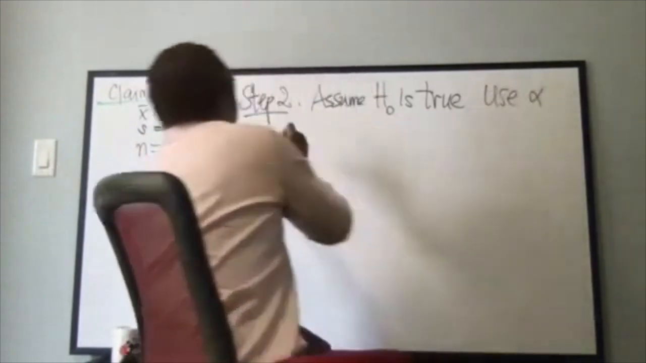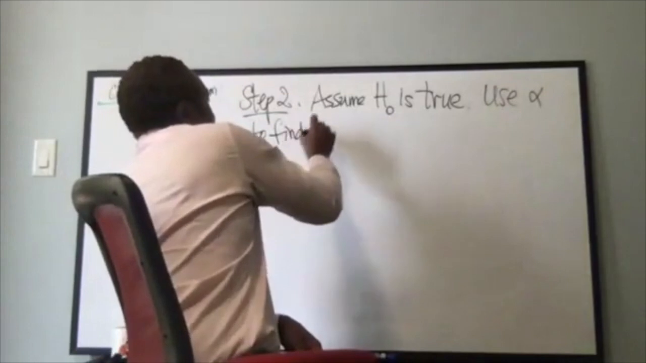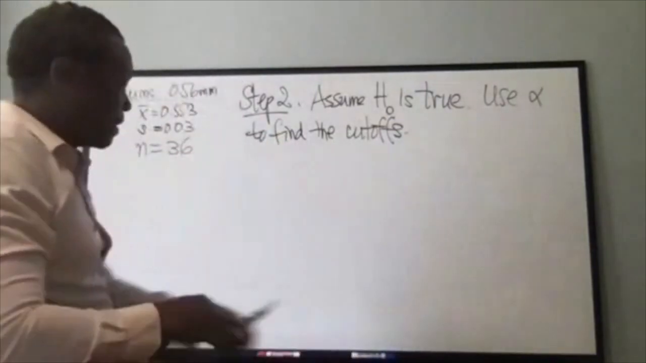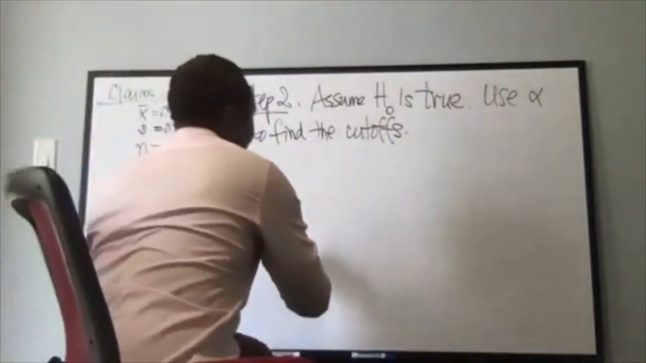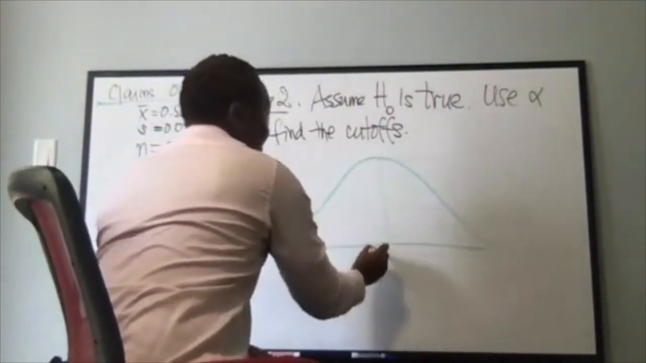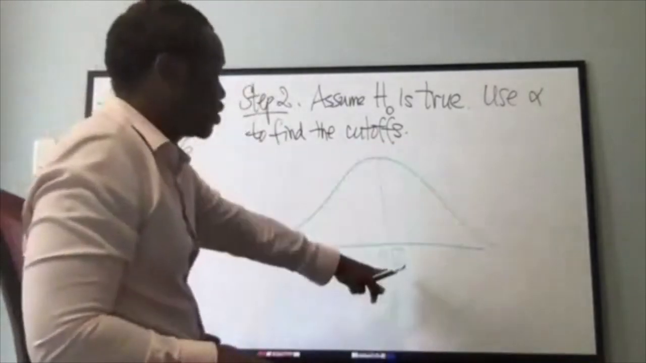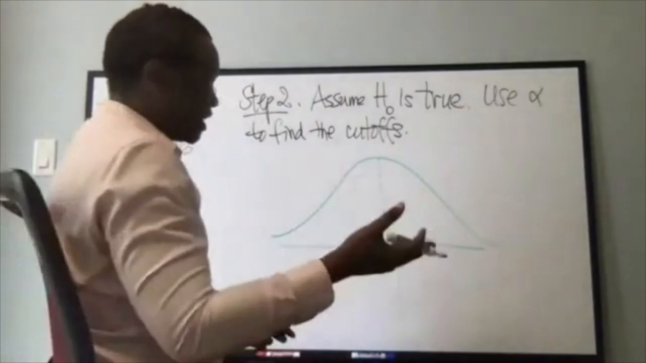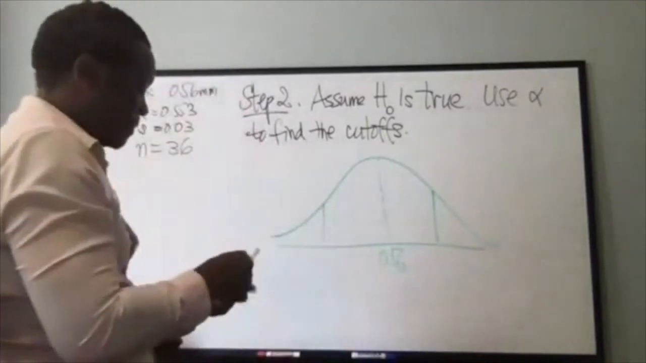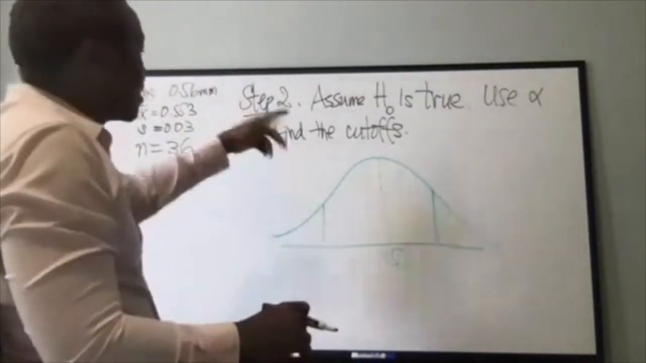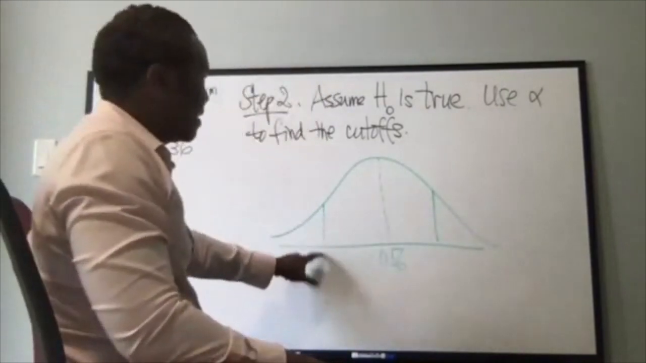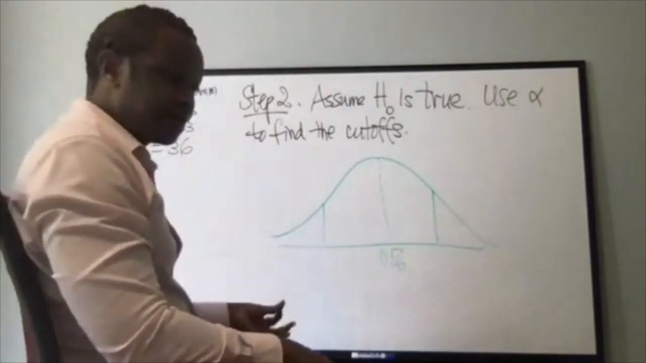Use alpha to find the cutoffs. Okay, let's draw this again. Here's my 0.56, that's my claim. Assume that this is true. You remember that it's two cutoffs, one right here and one right here, in terms of question mark. So assume H naught is true. I need to find this cutoff value and this cutoff value right here using alpha to find the cutoffs.